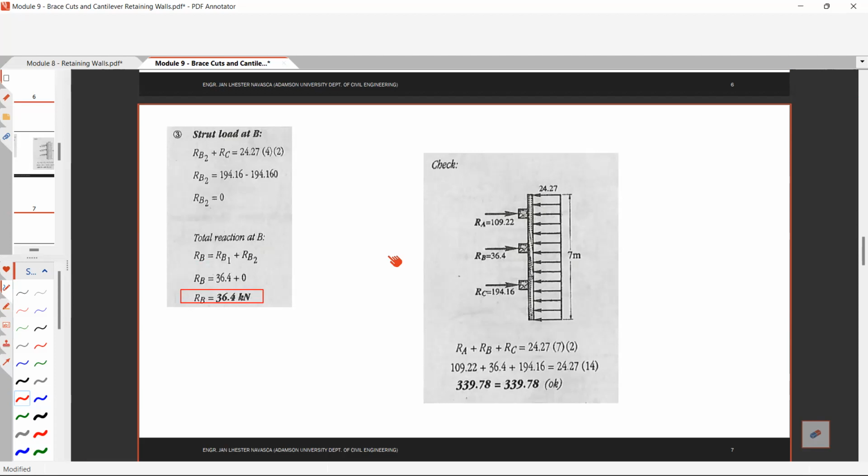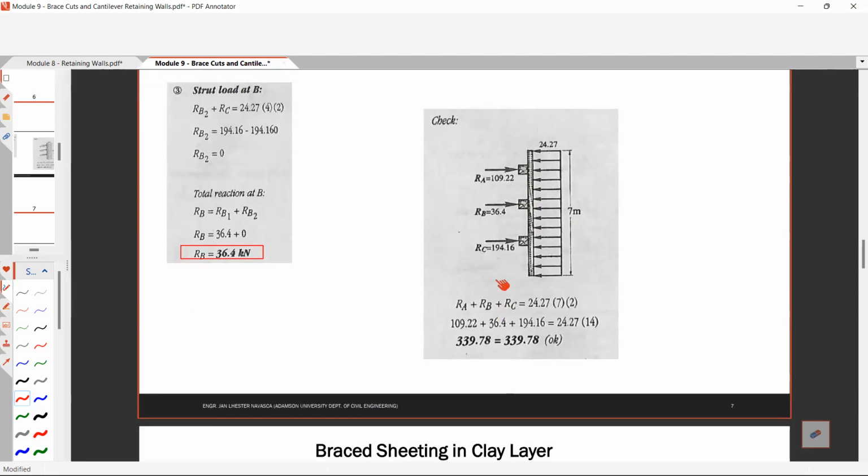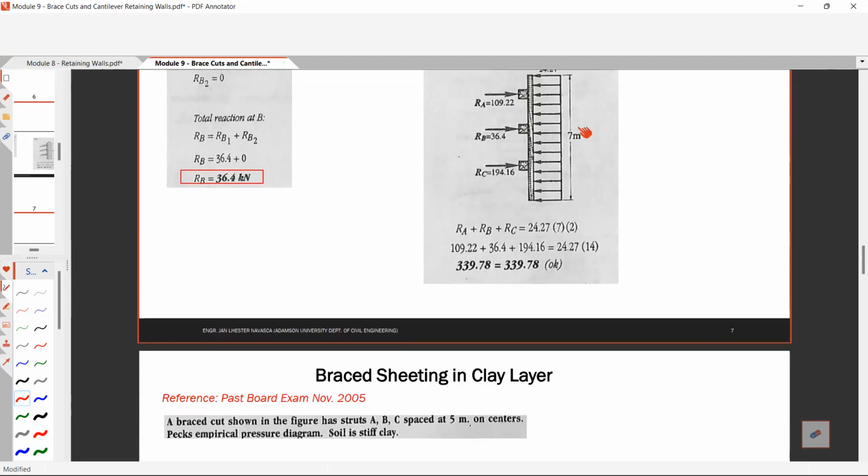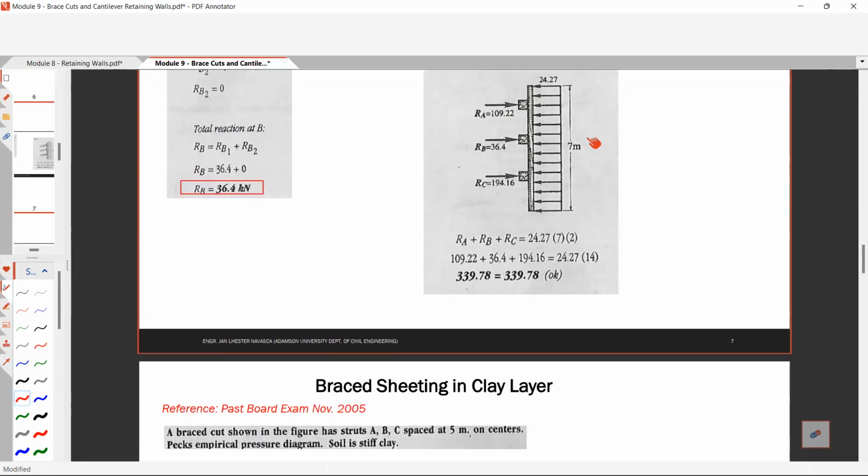So checking if we have the correct values. RA plus RB plus RC is equals to 24.27 times 7 times 2 meter spacing. We have this 339.78 and 339.78 kilonewton, which is okay. So next meeting na lang natin i-discuss yung brace sheeting for clay layer.